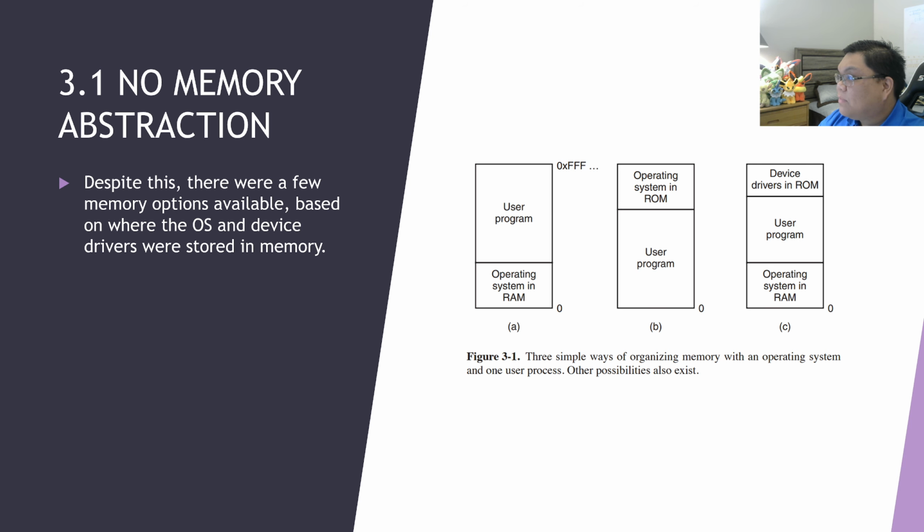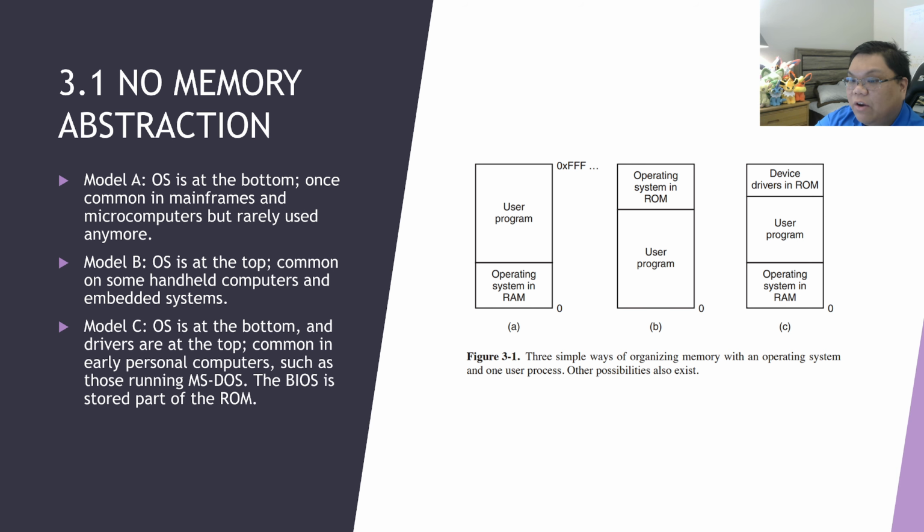So, when it came to that, there were a few ways of storing the user program in relation to where the operating system was in memory. One option was to have the OS loaded in the lower part of memory and have your user programs after that. Not really used anymore. This was common in mainframes and microcomputers. The second option is to have the OS in the top part of memory and the user program in the lower part of memory. And the last option is to have the user program in between your device drivers on the top end of memory and the operating system in the lower end of memory.